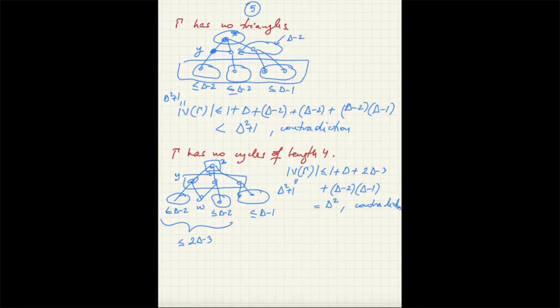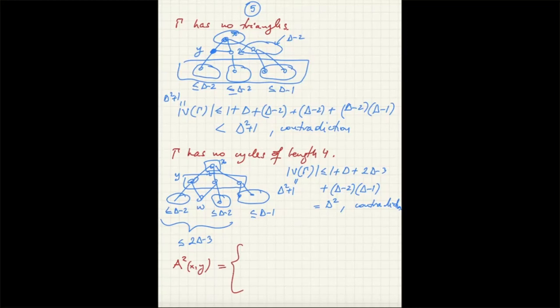So you cannot have triangles, you cannot have cycles of length 4. Okay, what else can you deduce? Well, we can use this information to actually say something about the adjacency matrix of the graph. And how do we do that? Well, we take the adjacency matrix squared, and we look at the entry xy in it.